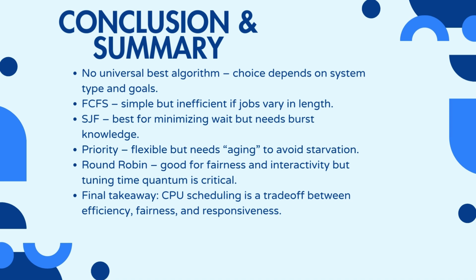The main takeaway is that CPU scheduling is always about balancing efficiency, fairness, and responsiveness. The right algorithm depends on the system's goals, whether it's throughput in batch systems, responsiveness in interactive systems, or fairness in time sharing systems.